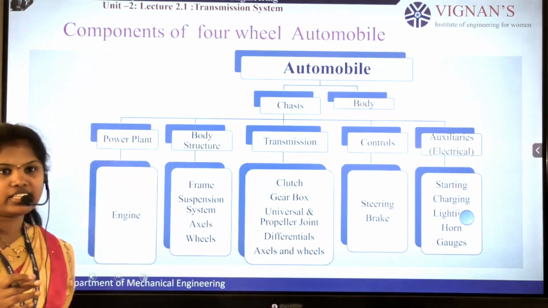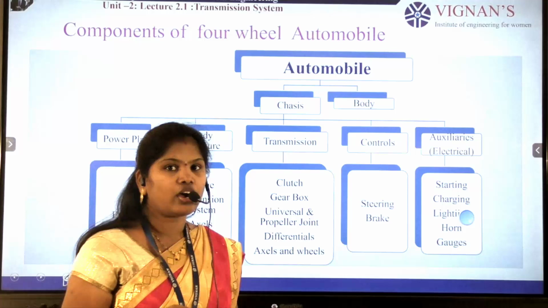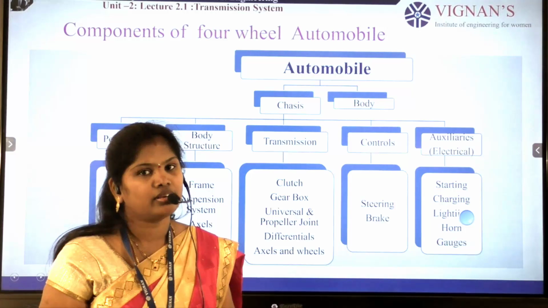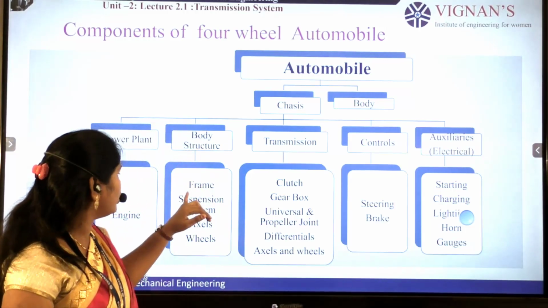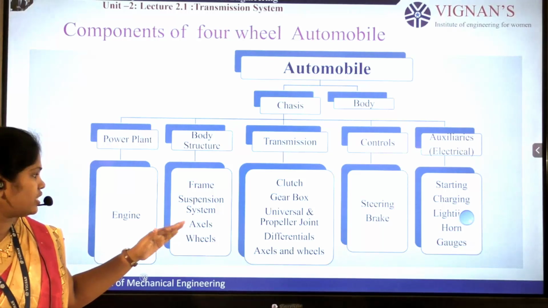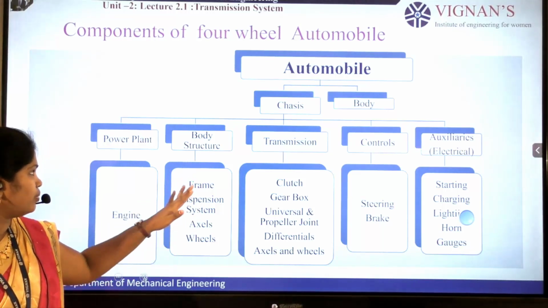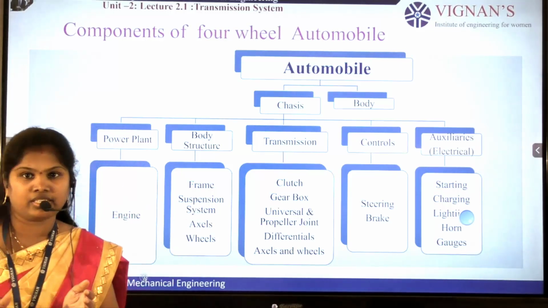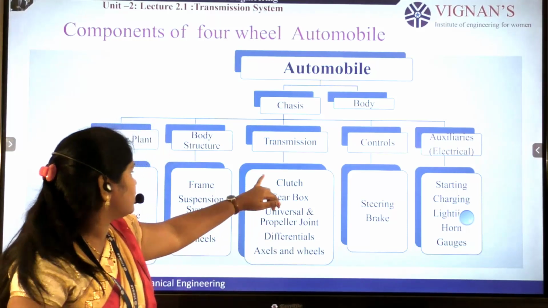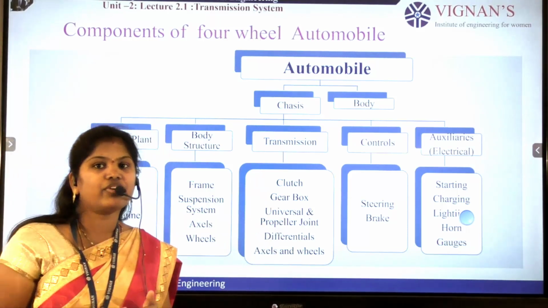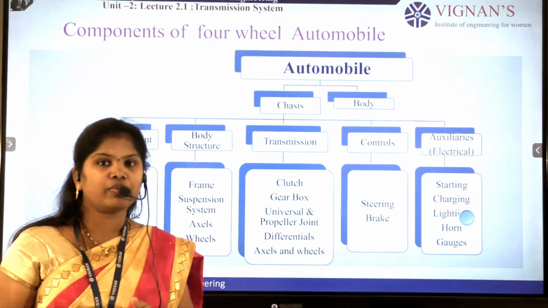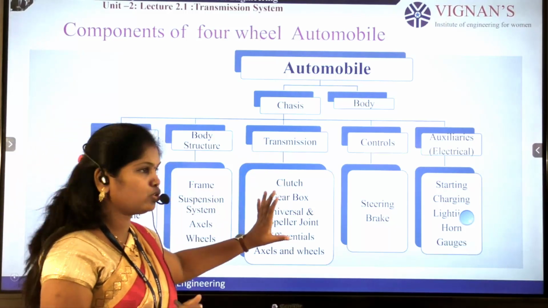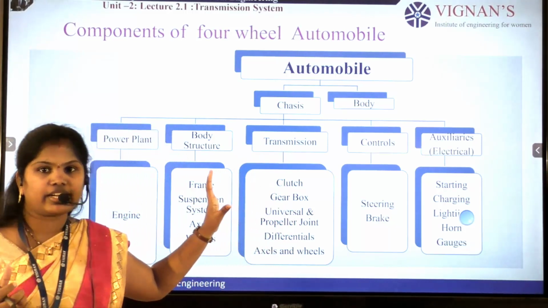In the power plant, the engine is the main component in the automobile. The engine is like the heart of the automobile. For body structure, we have the frame, suspension system, axles and wheels. Body structure means the frame and suspension system; these are the structure to maintain an automobile. Next, the transmission system. The main function of the transmission system is to transmit the power from the power plant to the axles, that is, to transfer the power from the generated input to the output.